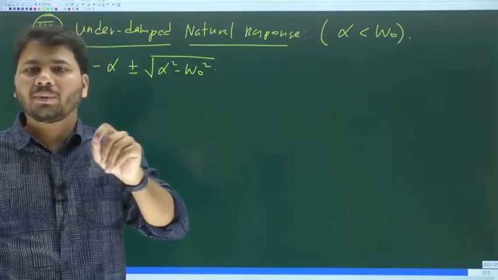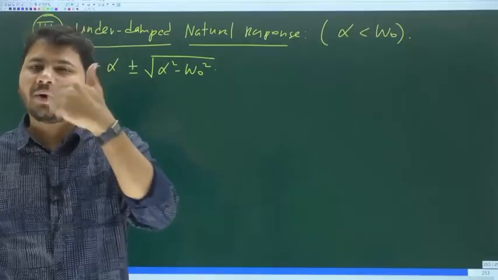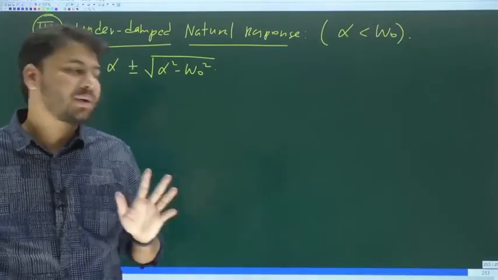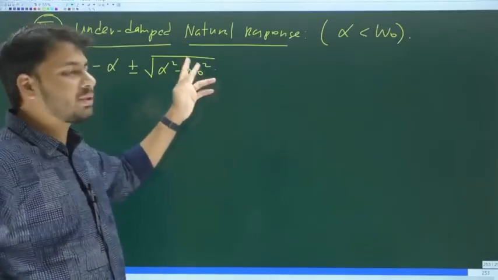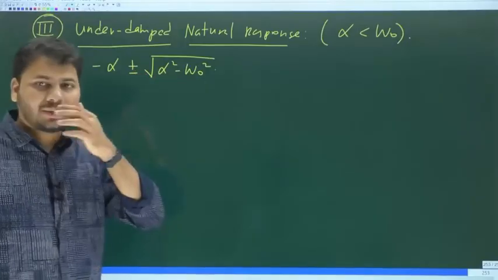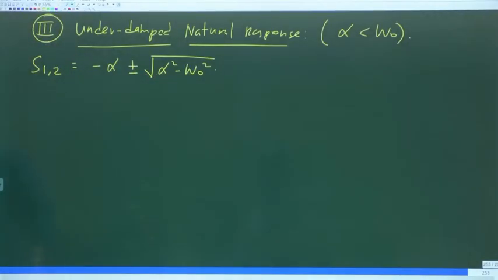Square root of minus 4 is square root of minus 1 into square root of 4. Square root of minus 1 is j. Square root of 4 is 2. So it is j2. In the same way, alpha square minus omega naught square, because it is going to be negative, this square root will be an imaginary number. So this time what are the two roots going to be? Are they not going to be complex conjugates? Yes.